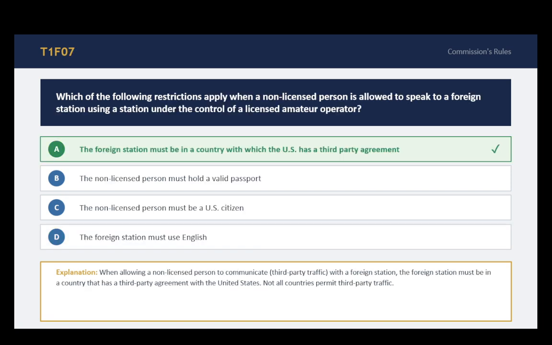Which of the following restrictions apply when a non-licensed person is allowed to speak to a foreign station using a station under the control of a licensed amateur operator? A. The foreign station must be in a country with which the U.S. has a third-party agreement. When allowing a non-licensed person to communicate third-party traffic with a foreign station, the foreign station must be in a country that has a third-party agreement with the United States. Not all countries permit third-party traffic.